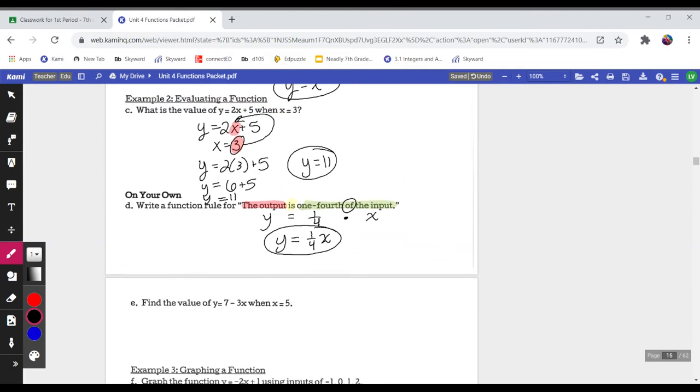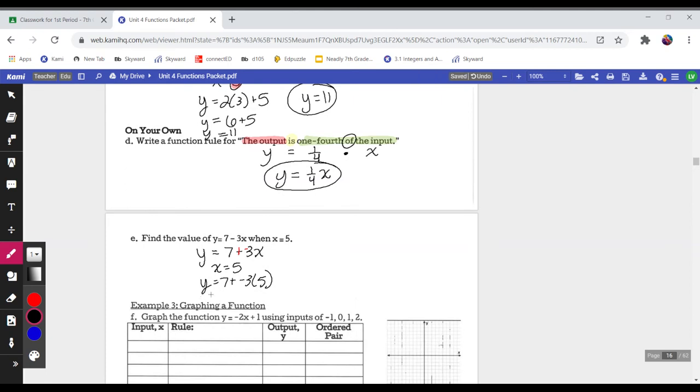Letter E is similar to letter C. We're going to find the value of y equals 7 minus 3x when x equals 5. I'm going to change this into adding a negative 3. Y equals 7 plus negative 3 times 5. This is 7 plus negative 15. 7 plus negative 15 is negative 8. So y equals negative 8.